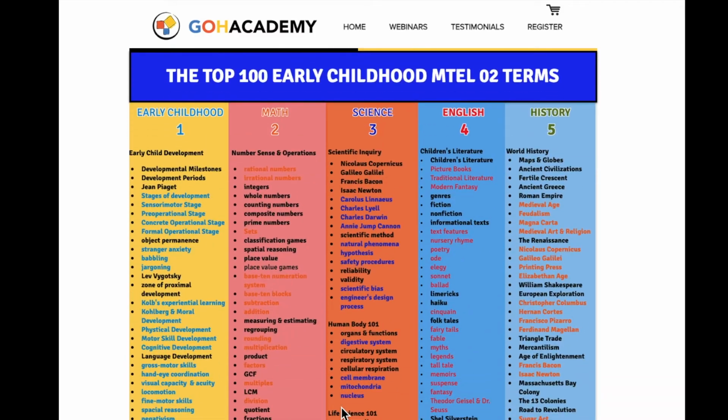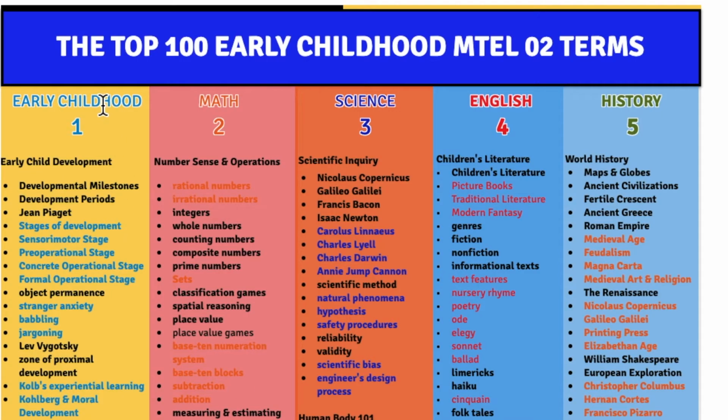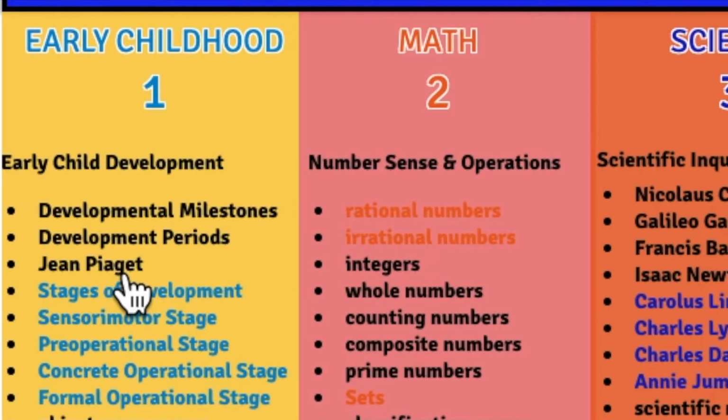You want to go to this term list. We have terms under early childhood, math, science, English, history. You want to go through the terms bold and black first and see if you can clarify them, review them before attending the class. For example, let's say I wasn't so sure under early childhood, Piaget and stages of development, sensory motor, pre-operational, concrete operational, formal operational.